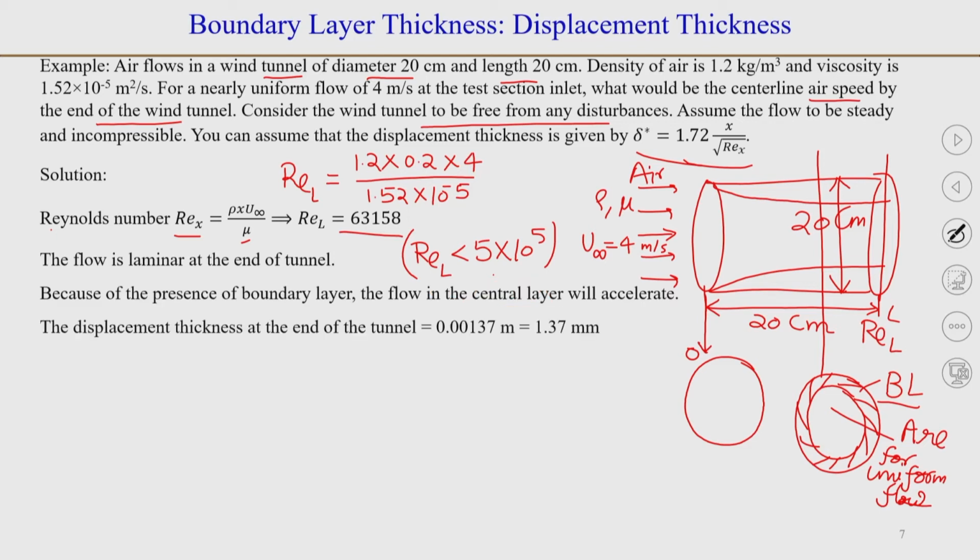Now, we can calculate the displacement thickness, and the displacement thickness delta star at L will be equal to 1.72 into L divided by root REL. So, we can substitute 1.72 into L, which is 0.2, over root of REL, which is 63158.